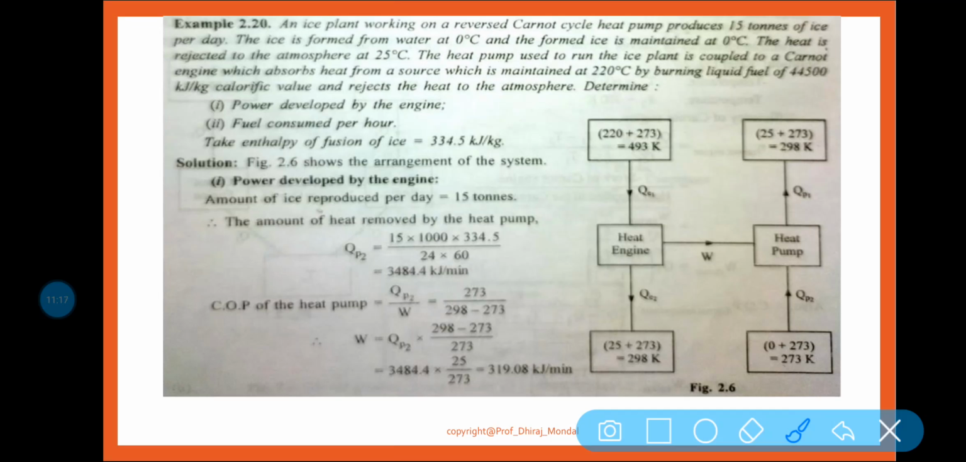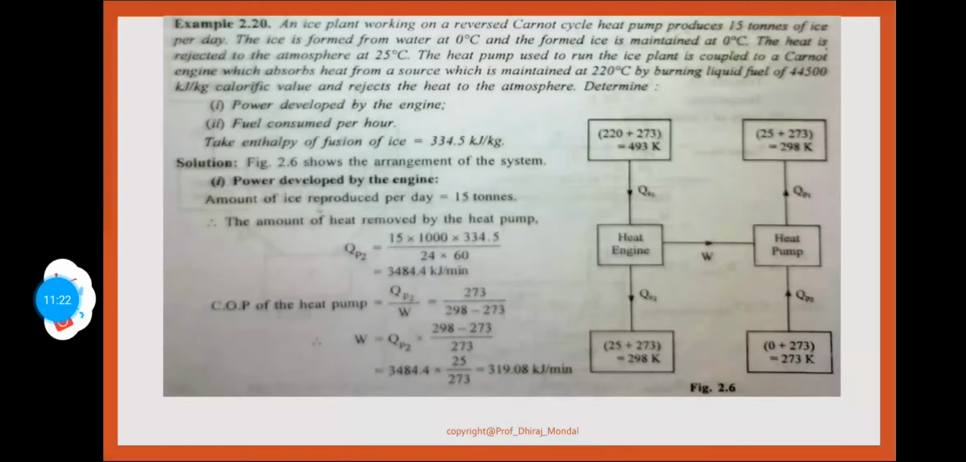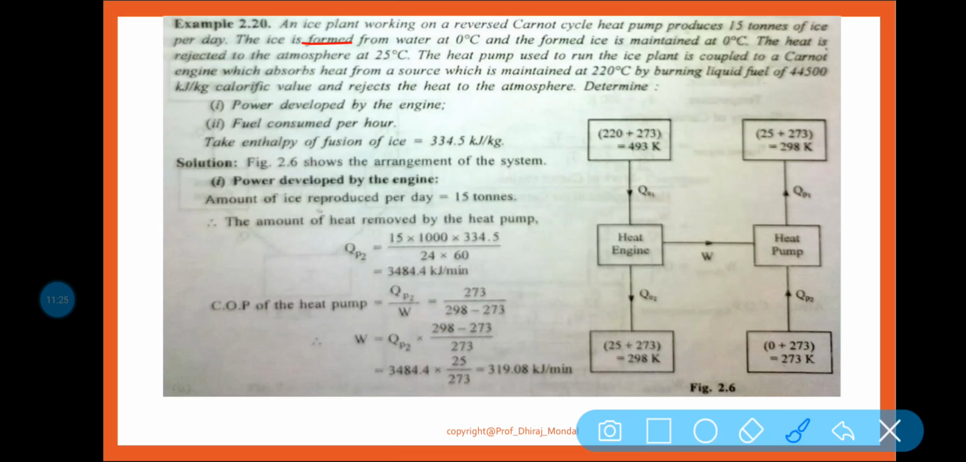The heat pump used to run the ice plant is coupled to a Carnot engine. So the ice is formed from water at 0 degree centigrade and the formed ice is maintained at 0 degree centigrade. The heat is rejected to the atmosphere at 25 degree centigrade.